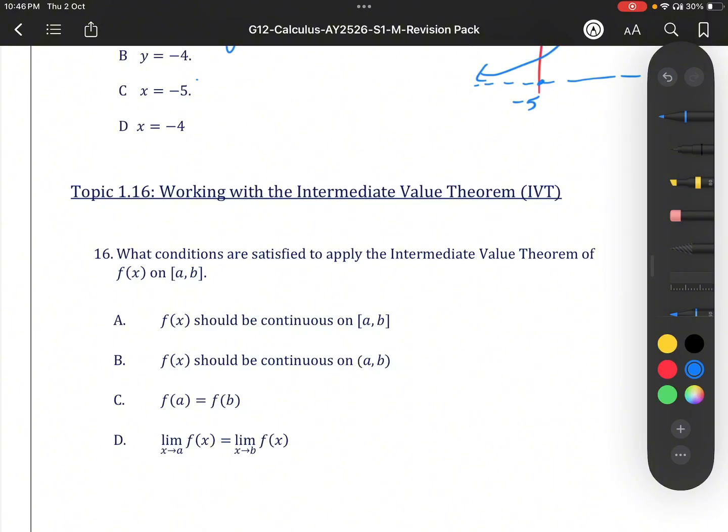IVT, 3 conditions to be satisfied to apply IVT. One of them, the function f of x should be continuous in the closed interval, not the open interval. And the second condition, f of a shouldn't be equal f of b.